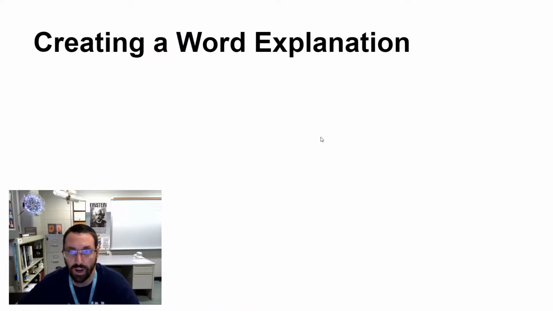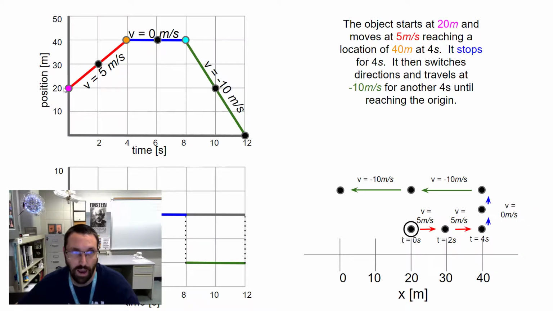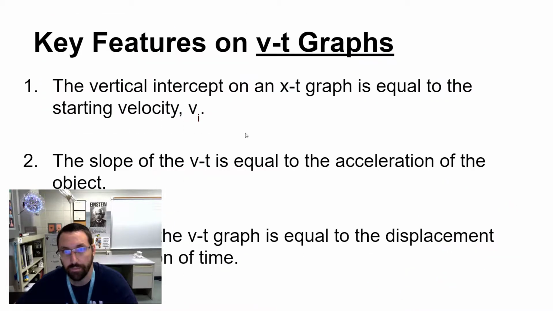Okay, we can also create a word explanation. So my object started at 20 meters, and it moves at 5 meters per second for the first 4 seconds, ending at a location of 40. It then stopped for 4 seconds, and then it switched directions, and it traveled at -10 meters per second for another 4 seconds, finally reaching the origin.